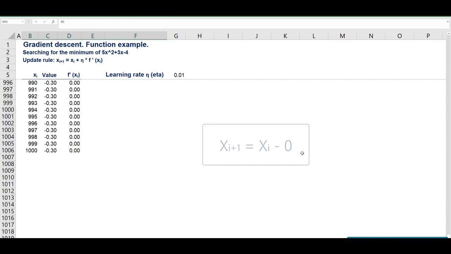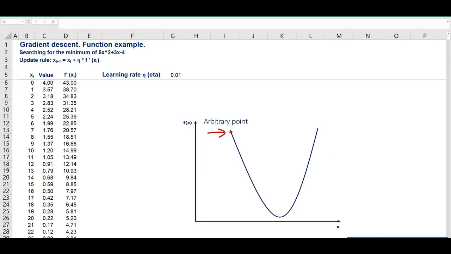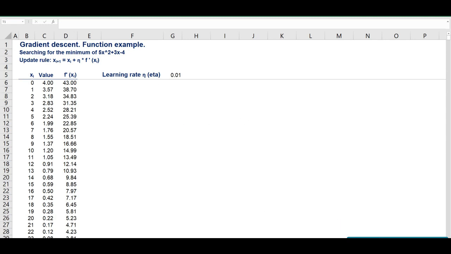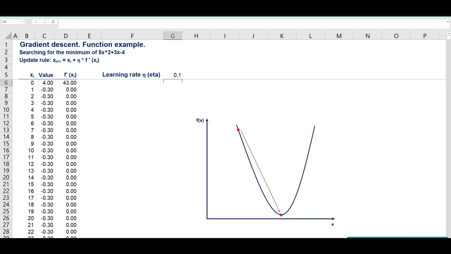Graphically, the gradient descent looks like this. We start from any arbitrary point and descend to the minimum. Alright, the speed of minimization depends on the eta. Let's try with an eta of 0.1. We have converged to the minimum of minus 0.3 after the first iteration.